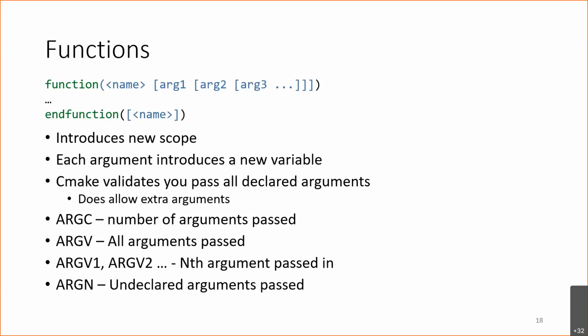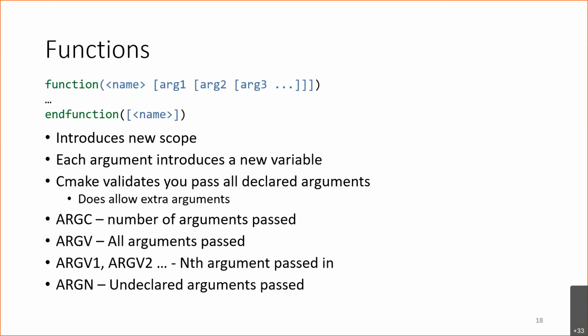Functions, as I said, introduce a new scope, and arguments exist as variables, which kind of sounds obvious, but it's in contrast to the way macros work. When you call a function, CMake will validate that you've passed all of its declared arguments. However, it will allow you to pass extra arguments. So the declared arguments are really more of a minimum amount of arguments that you pass, not a definitive signature of the function.